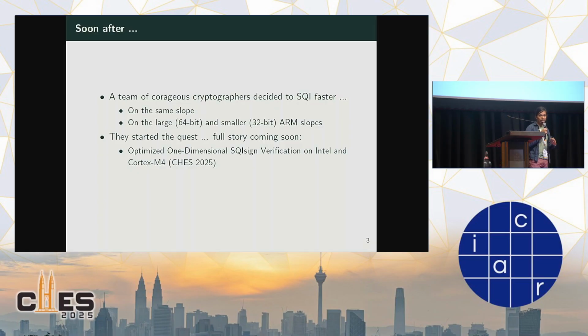Spoiler alert, they succeeded. I will be discussing here one of the parts in which they focused in order to achieve this goal, and particularly that one way in which you can sign faster is to do finite field arithmetic faster. And this is practically the focus of this talk.